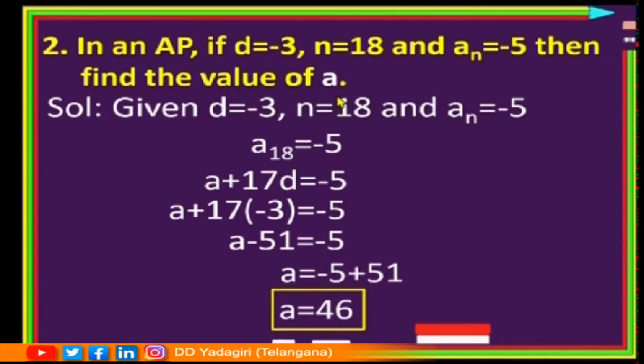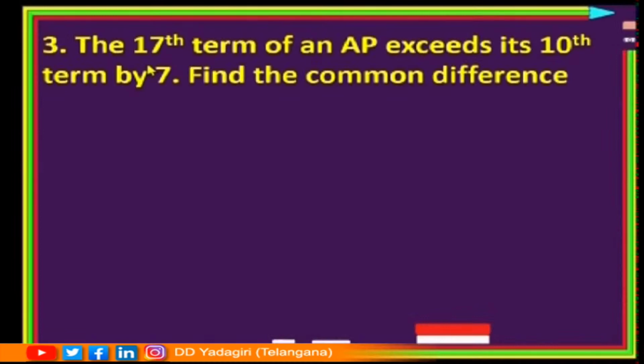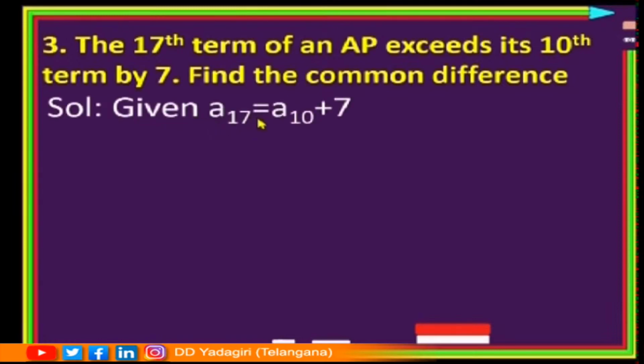Next, see one more example. Here is one interesting problem: the 17th term of an AP exceeds its 10th term by 7, then find the common difference. Okay, so write the condition. What is the given data? The 17th term, denoted a17, exceeds the 10th term by 7. So that can be written as a17 is equal to a10 plus 7. The 17th term exceeds the 10th term by 7, means we have to increase the 10th term by 7, then we will get the 17th term. That is the condition.